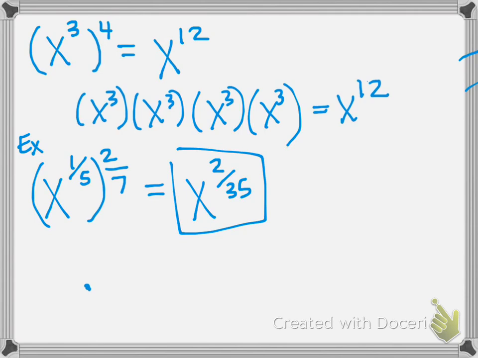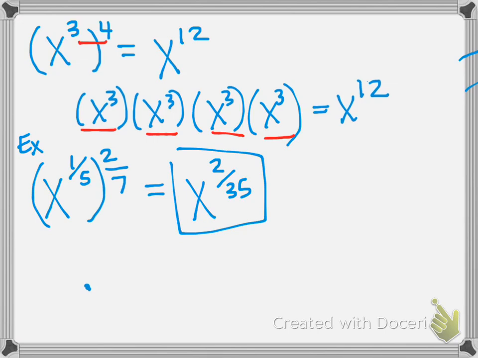x to the third, to the fourth power. You get x to the 12th. So you could write it all out, or you can just learn the rule. 3 times 4 is 12. But the rule works because x cubed, x cubed, x cubed, x cubed. x cubed 4 times gives you x to the 12th.